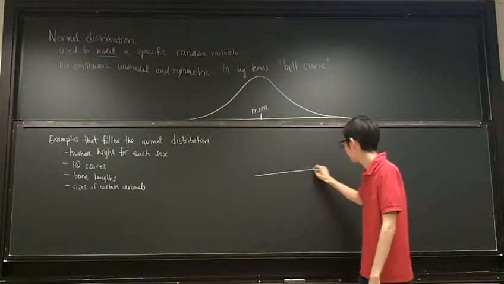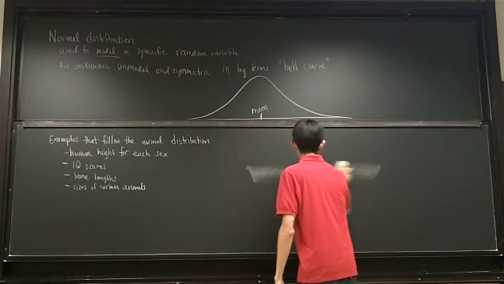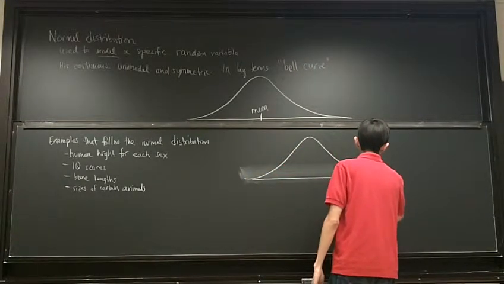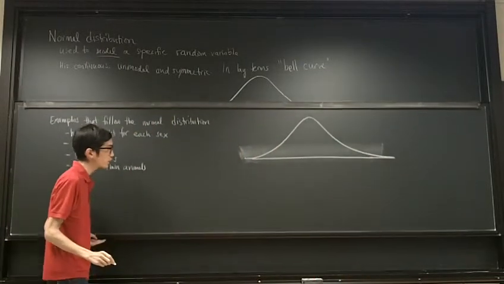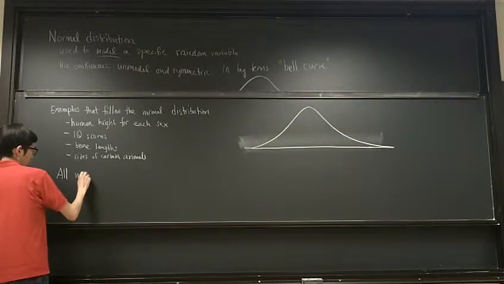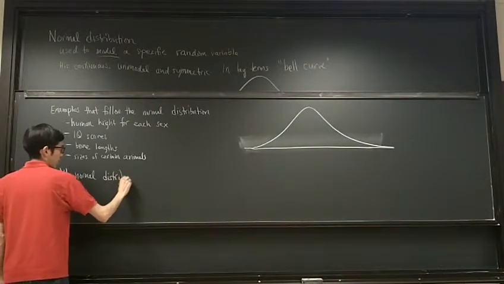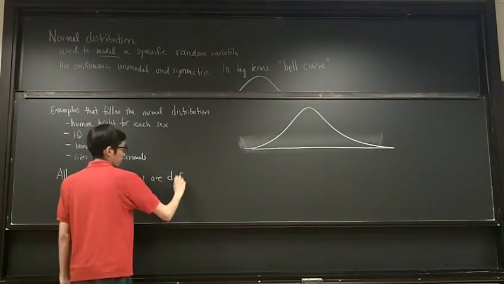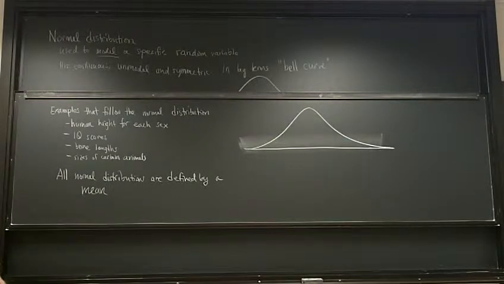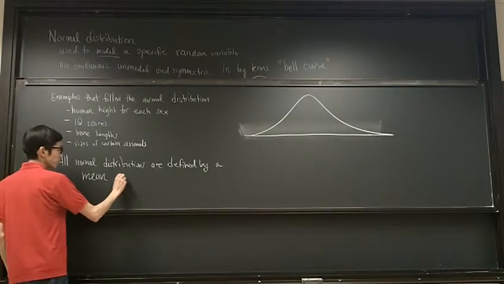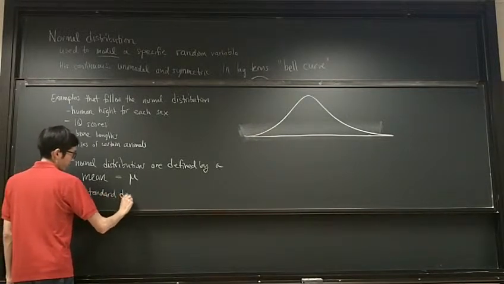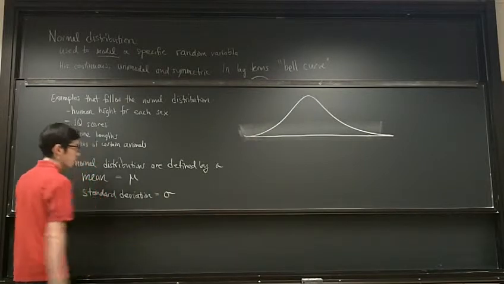So all normal distributions are defined by a mean and standard deviation. Okay, and so because we're talking about a random variable, the mean here, we would use what symbol? Mu, and standard deviation, sigma.